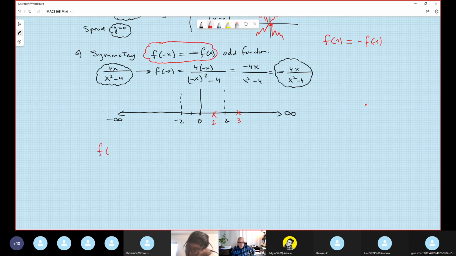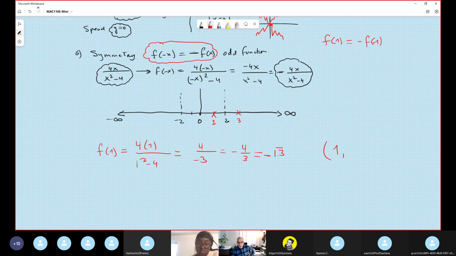Suppose you evaluate at 1. It's 4 times 1 over 1 squared minus 4. The answer is 4 on the top, negative 3 on the bottom, which is negative 4/3. If you write it in decimal, it's an approximation because it's a rational number: minus 1.33 repeating. So the point is (1, negative 1.33 repeating). I put it in decimal because it's easy to see in the rectangular coordinate system.